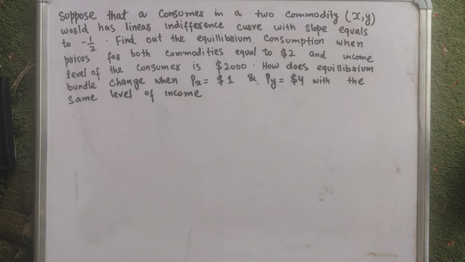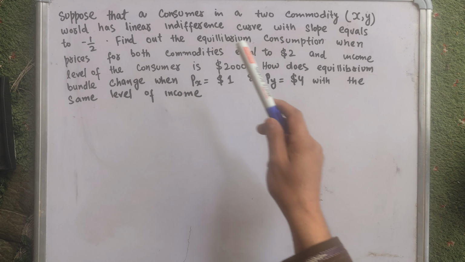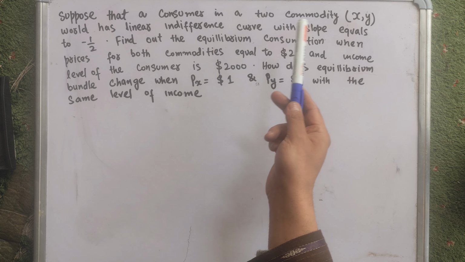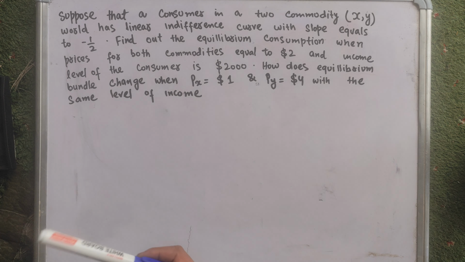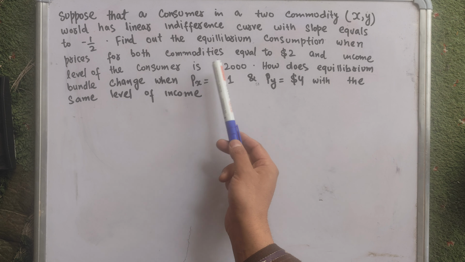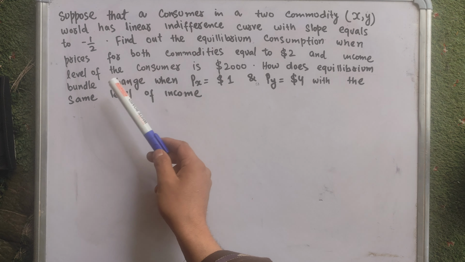In this video, we will learn how to find out the optimal consumption bundle in case of linear indifference curve. The question is, suppose that a consumer in a two commodity world has linear indifference curve with slope equals to -1/2.